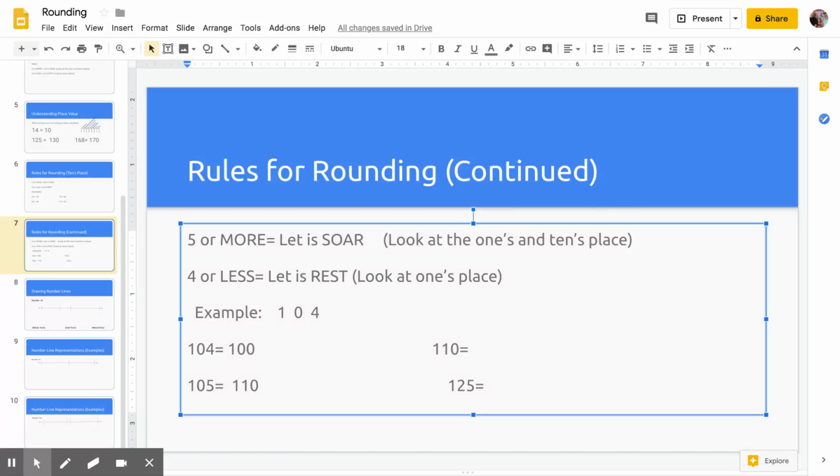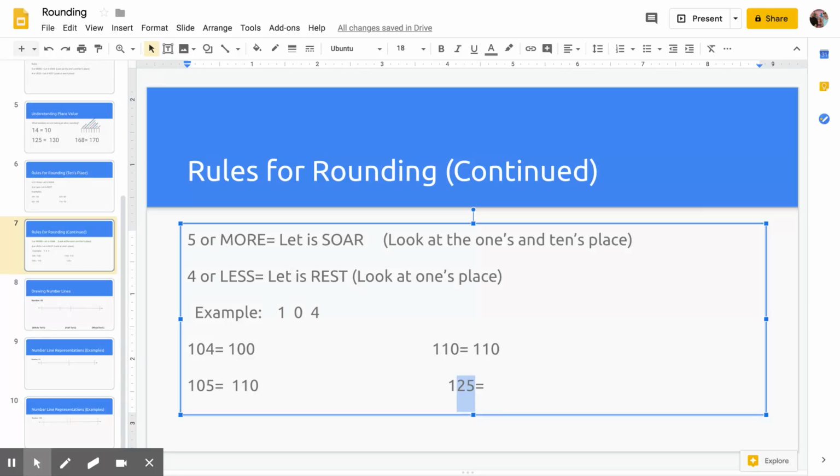So for 110, we are actually already at a whole 10. So we don't need to increase it, or decrease it, or round it, because the number is already in a whole 10 format. So again, 5 or more, let it soar.